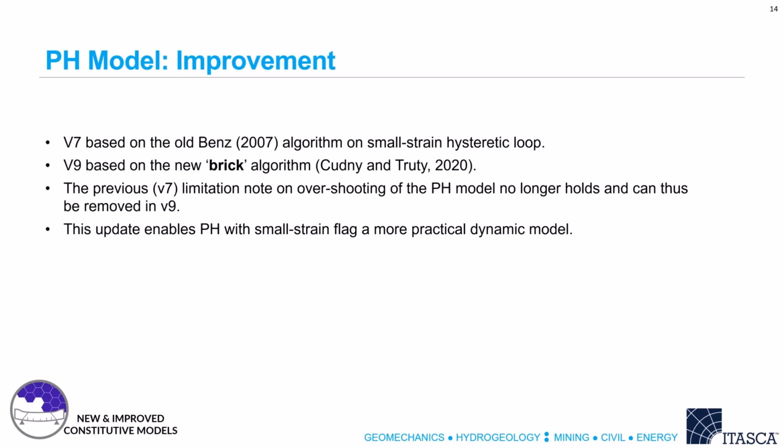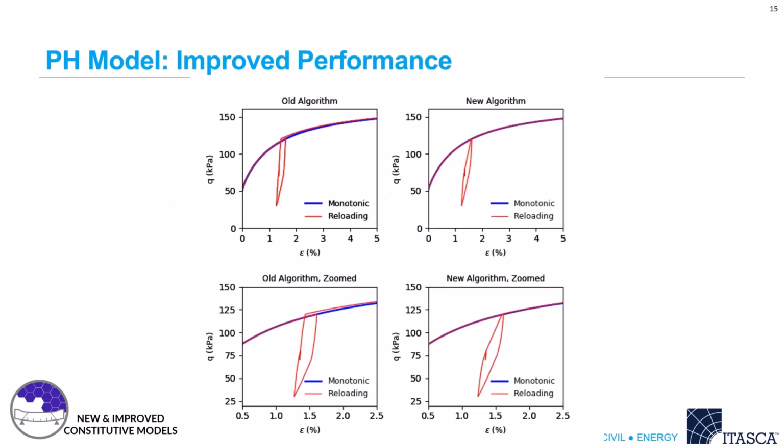However, in version 9, we updated the small strain hysteretic loop using a new brick algorithm. Using this algorithm, we remove those shortcomings, and we will show some examples later. So this update makes plastic hardening with small strain FLAC a more practical dynamic model. Here is an example to compare the old algorithm and the new algorithm.